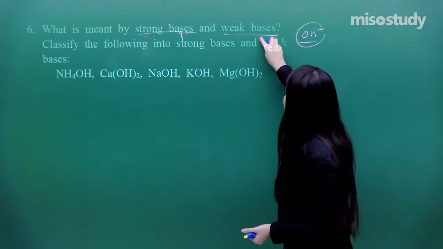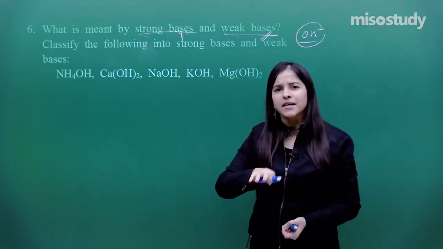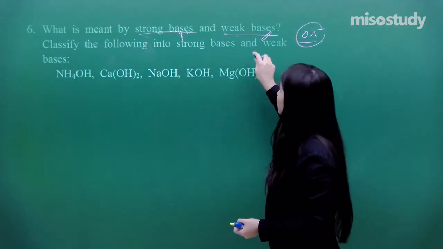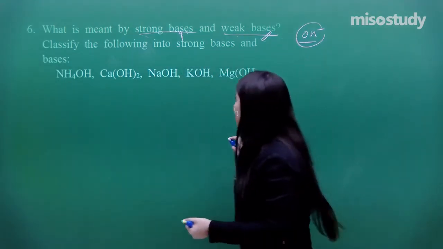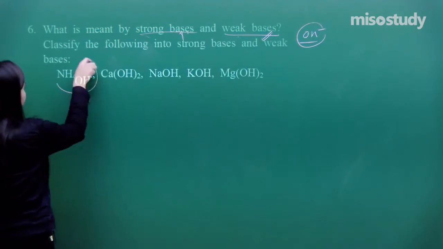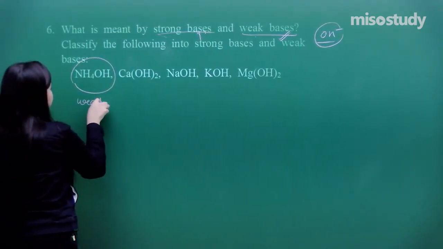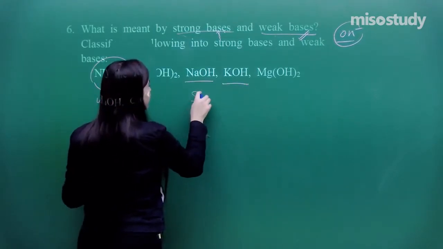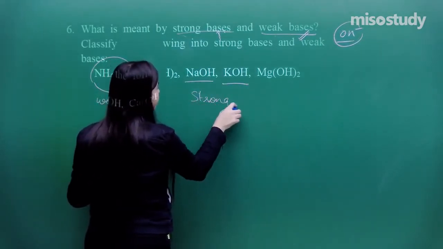So those are known as weak bases, which have a little less basicity. Now classify the following into strong bases and weak bases. This is going to be the weak base. Out of these two, these are strong bases, if you see.